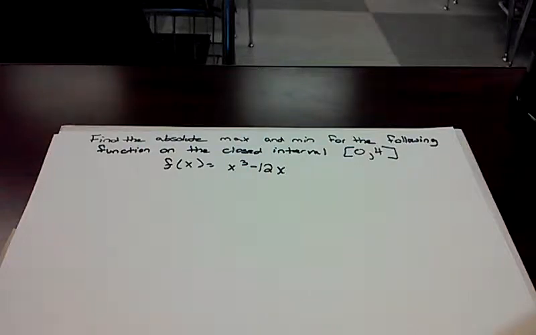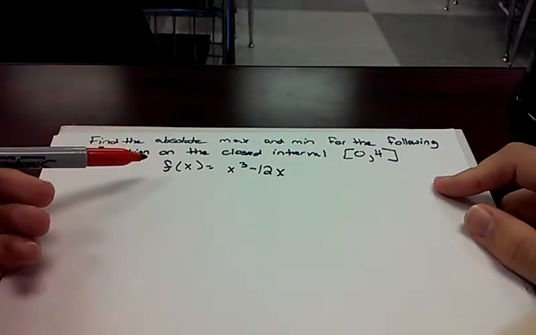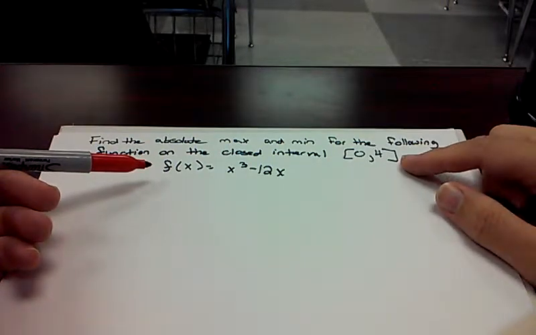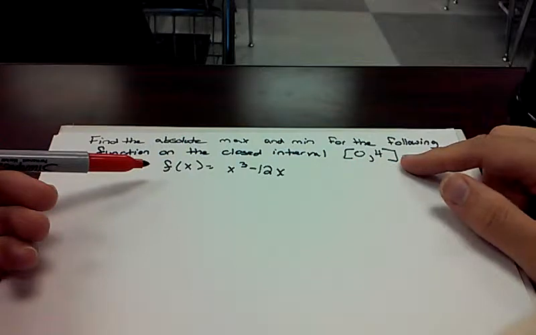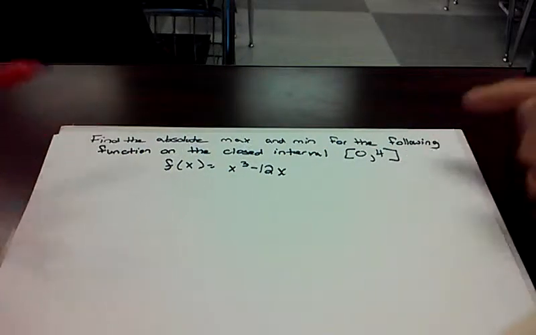All right, guys, let's take a look at this problem. It says find the absolute max and min for the following function on the closed interval 0, 4. Well, I know that this is a polynomial. It's a continuous function on the closed interval 0, 4. So that means by the EVT, the extreme value theorem, there has to exist an absolute max and min for this function. My question is, well, how do I find it?